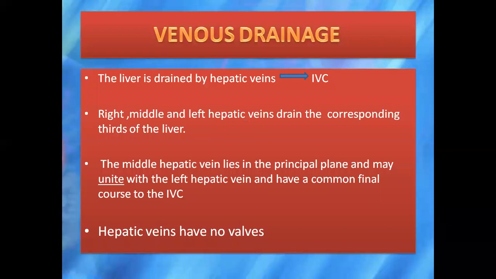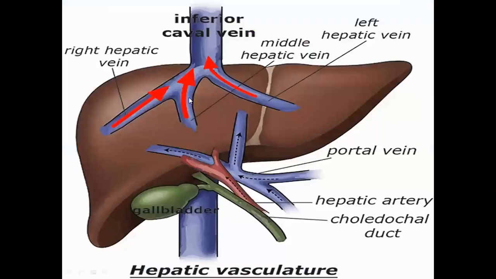Venous drainage. The liver is drained by the hepatic veins to the inferior vena cava. The right, middle, and left hepatic veins drain the corresponding third of the liver. The middle hepatic vein lies in the principal plane and may unite with the left hepatic vein and have a common final course to the inferior vena cava. Hepatic veins have no valves. This picture shows the hepatic veins, right, middle, and left, draining to the inferior vena cava.